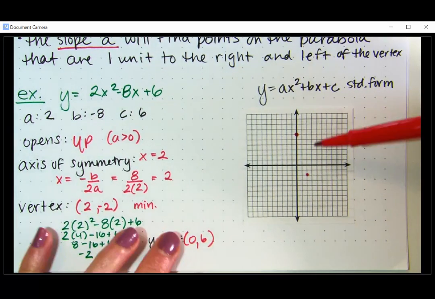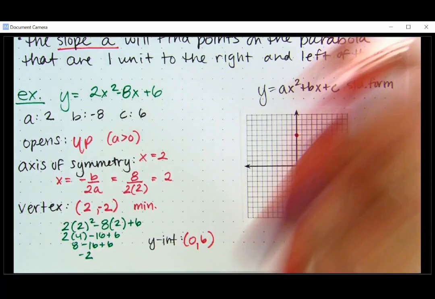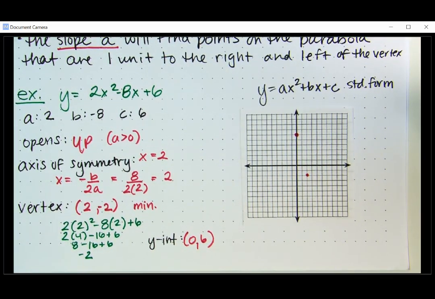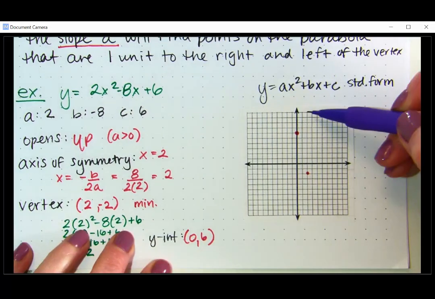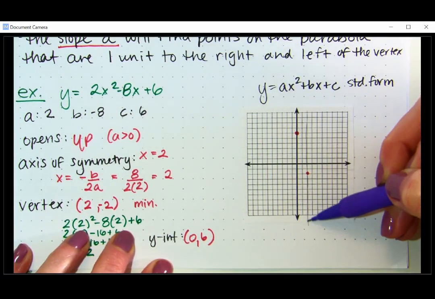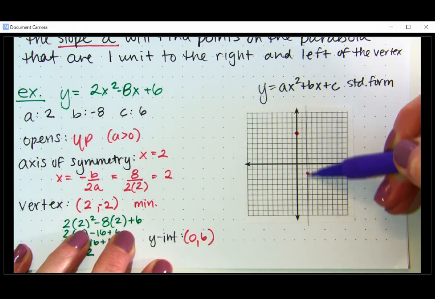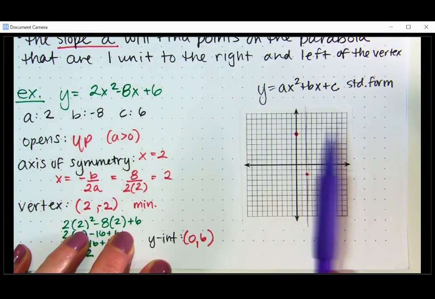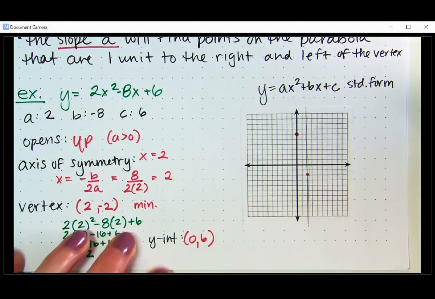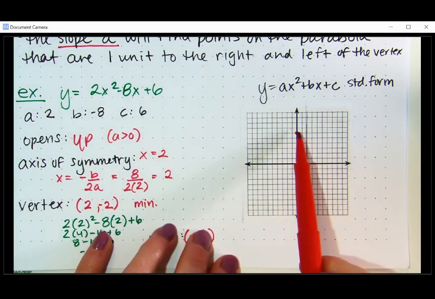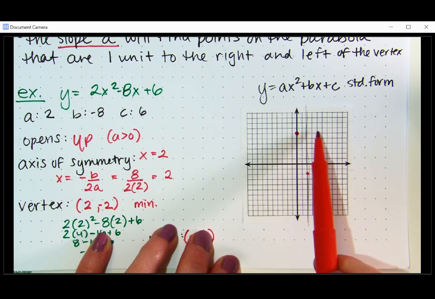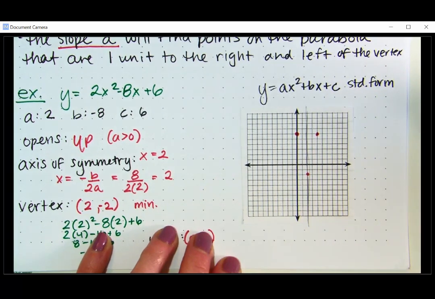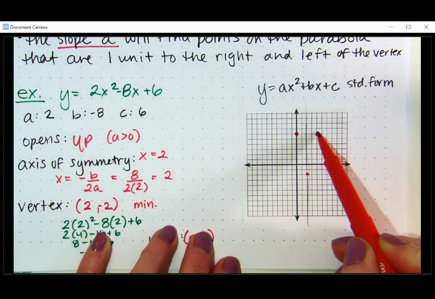So now I know that if my axis of symmetry is right here, right? That's my axis of symmetry. So that's like my mirror. So whatever happens to the left is also going to happen to the right. So I know that since my y-intercept is right here, and it's 2 away from the axis of symmetry, I must have a point right there.